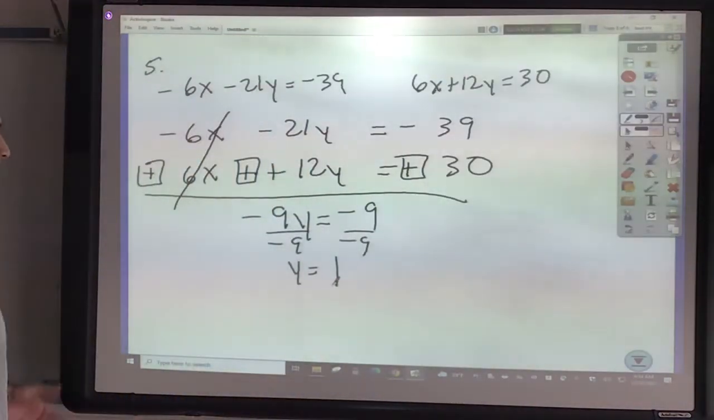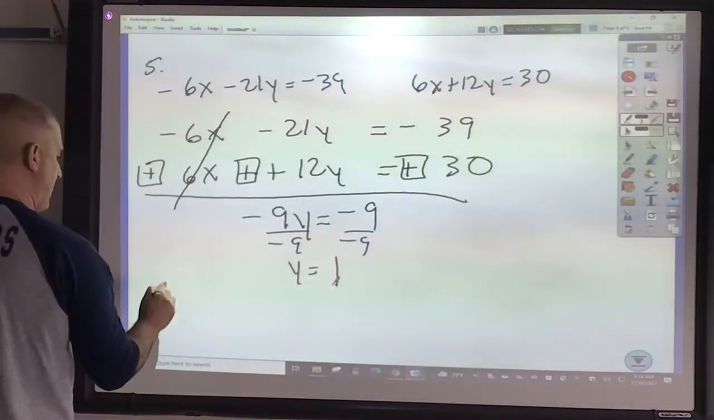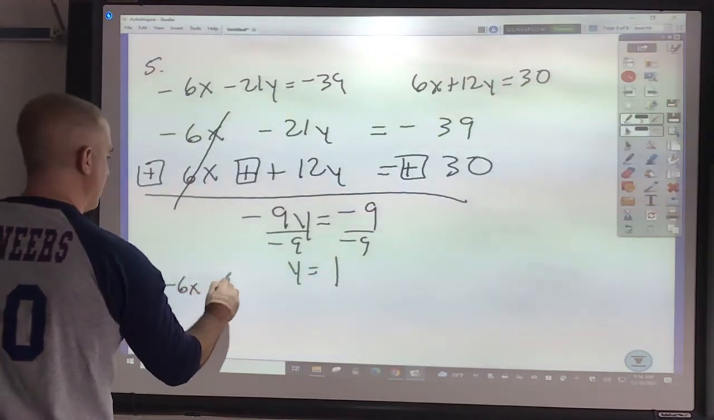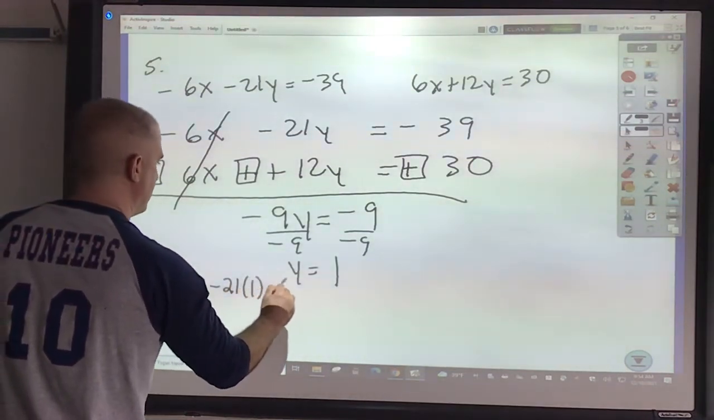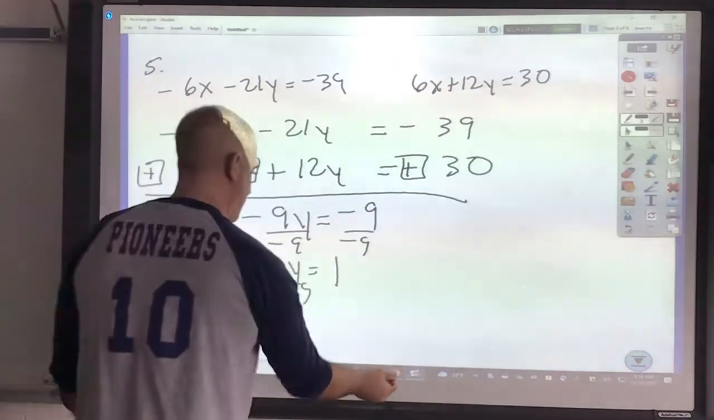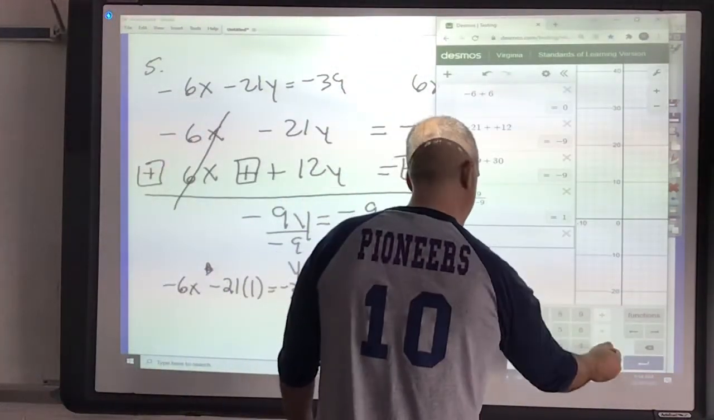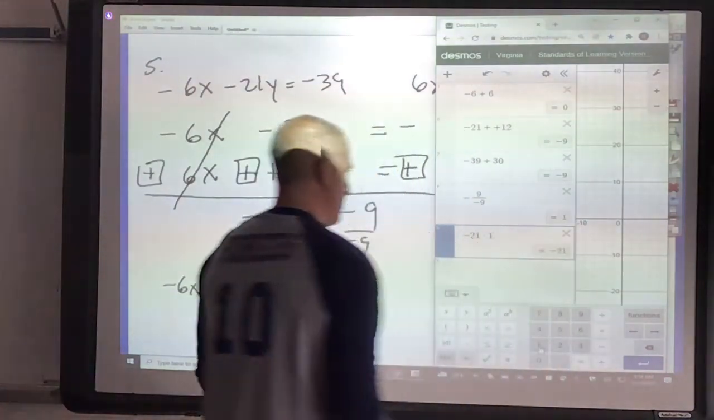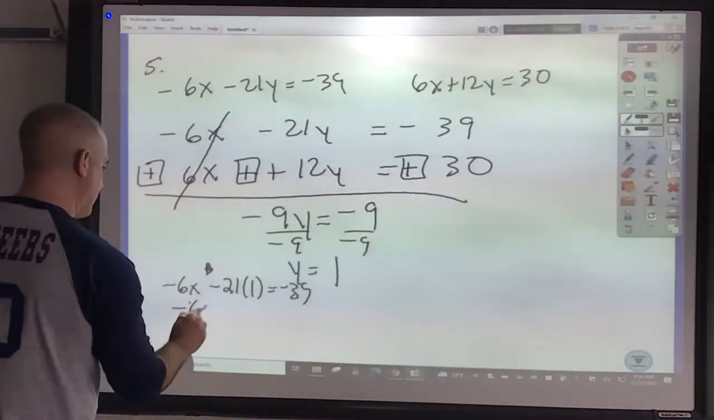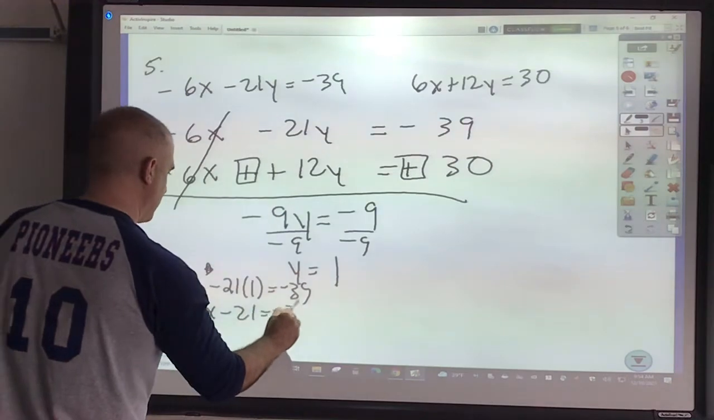So what I'm going to do is put that back in there. So I got negative 6x minus 21 times 1 equals negative 39. I'm going to watch this calculation here. Negative 21 times 1 is negative 21. So I got negative 6x minus 21 equals negative 39.